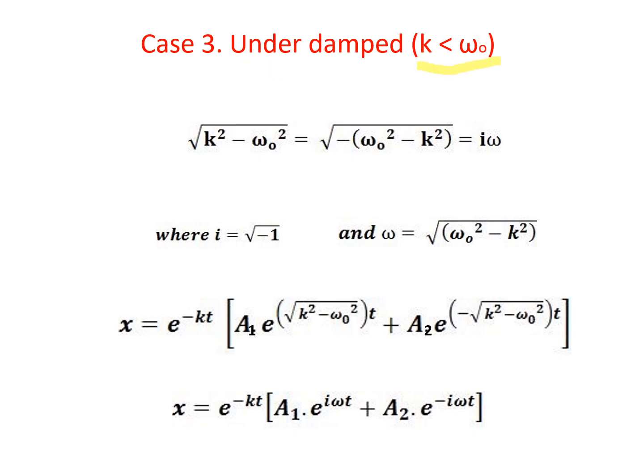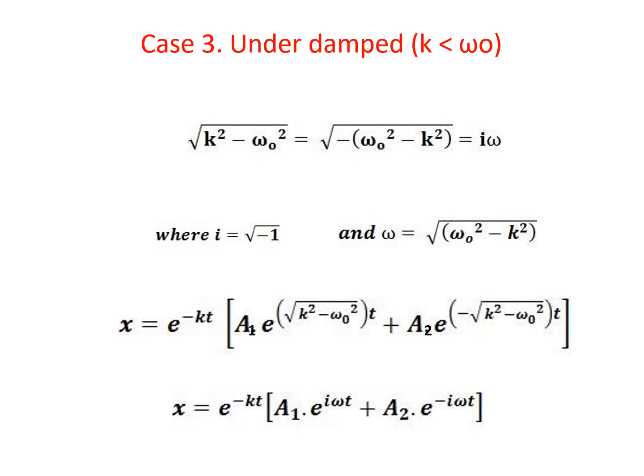Here, since K is very small compared to omega 0, the term root of K squared minus omega 0 square can also be written like this, taking the minus sign outside. That is root of minus of omega 0 square minus K square. Now instead of root of minus 1 you put i, and for root of omega 0 square minus k square you write omega. So you are making two substitutions here, that is i is equal to root of minus 1 and omega is equal to root of omega 0 square minus k square.